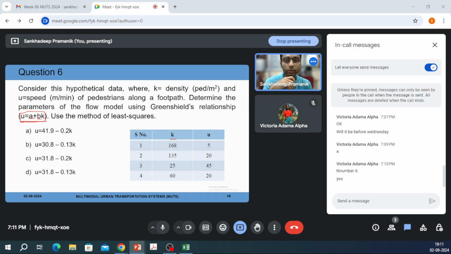Okay, so here, density and speeds are given, and the Greenshields model is u equal to a plus bk. Now, determining the parameters means you need to determine this a and b. These are the parameters using the k and u.